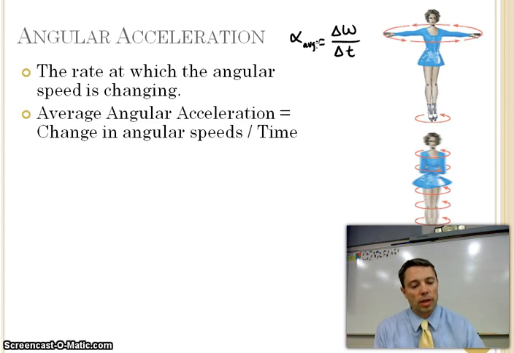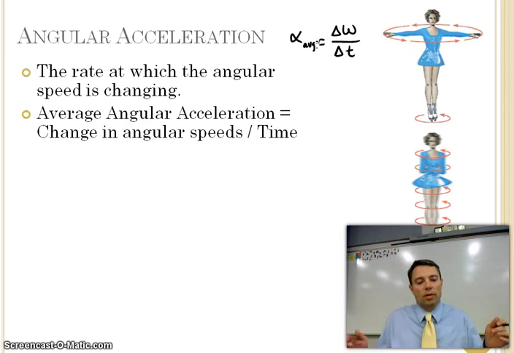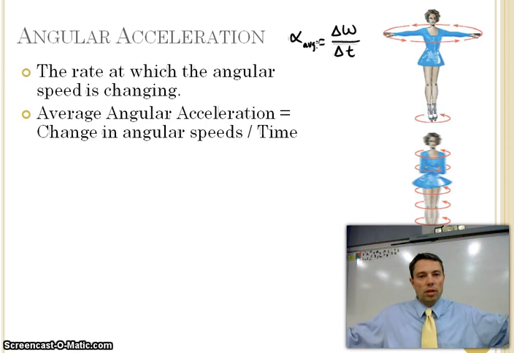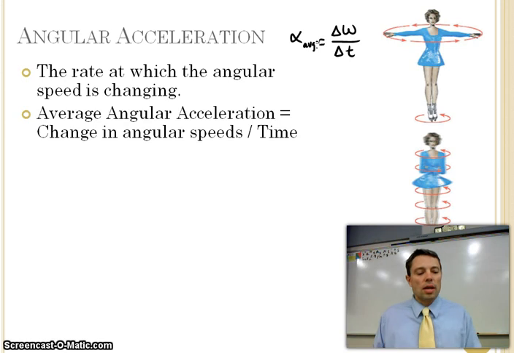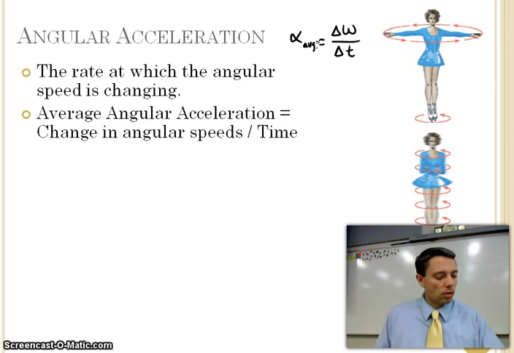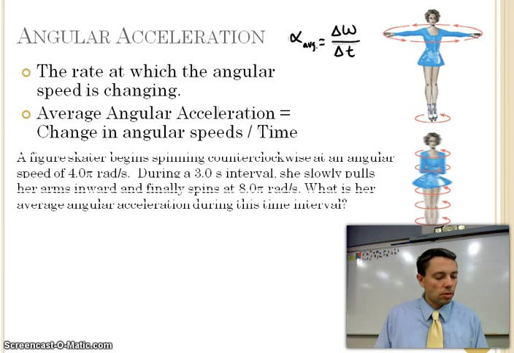We may see a figure skater that's spinning around, and maybe you've experienced this before, but if I pull my hands in, I'm actually changing my angular speed. So I'm going one angular speed here, then when my hands come in, I go at a different angular speed there. Well, that requires me to have angular acceleration. So I'm going to look at a problem that deals with this.